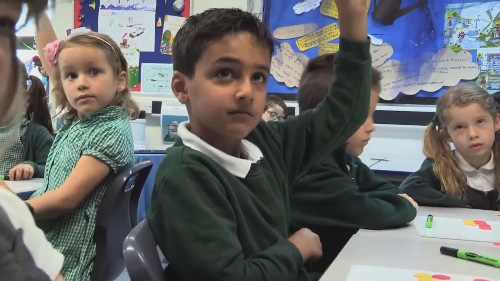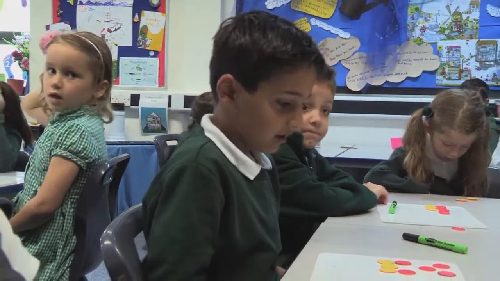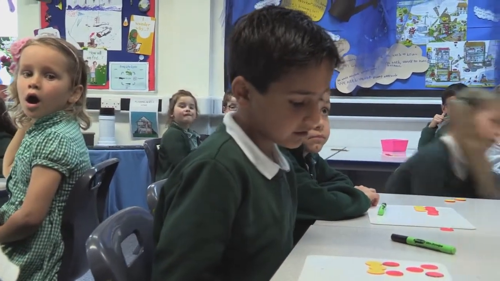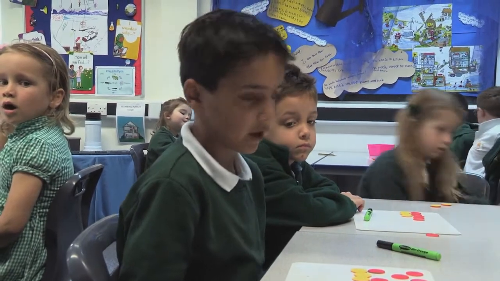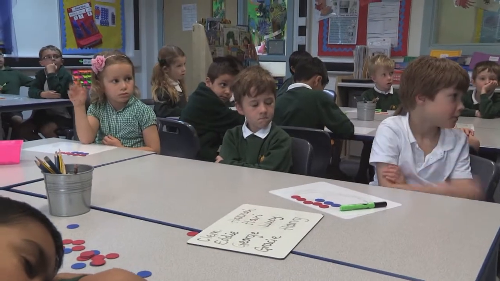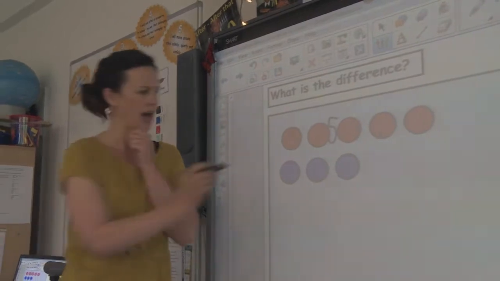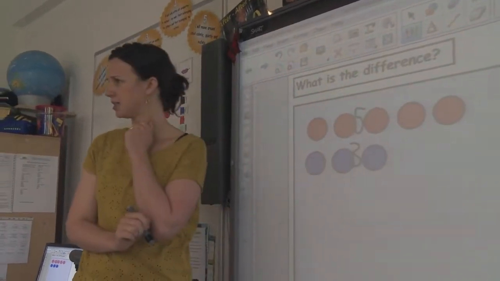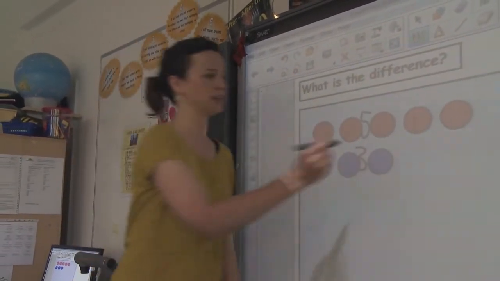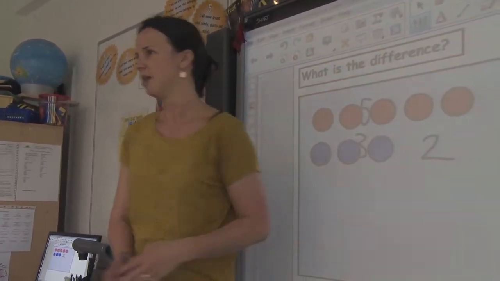What's the difference between the number of blue counters and the number of red counters? The number of blue cars and the number of red cars. Rayan? 2 because 3 is 2 less than 5 and 5 is 2 more than 3. Really lovely explaining. Looking at our diagram, we have 5 red cars and we have 3 blue cars. And you have all discussed, and Rayhan's told us, that the difference is 2. There are 2 more red cars than blue cars.